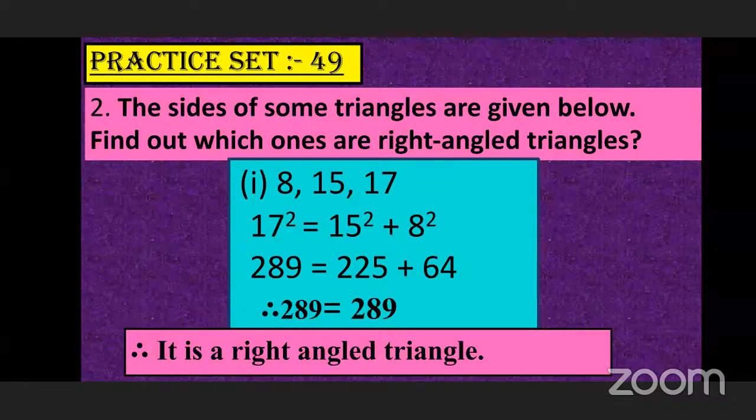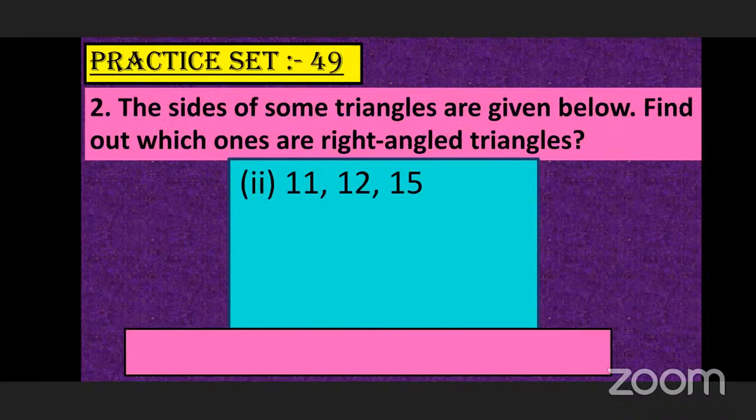Hope you understood. New concept we have seen in Pythagoras theorem. First was the Pythagorean triplet, and second we have seen that if the sides make a Pythagorean triplet, then it is making a right angle triangle.